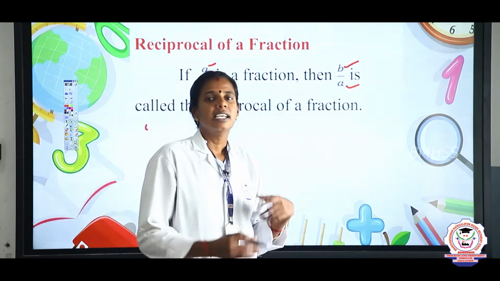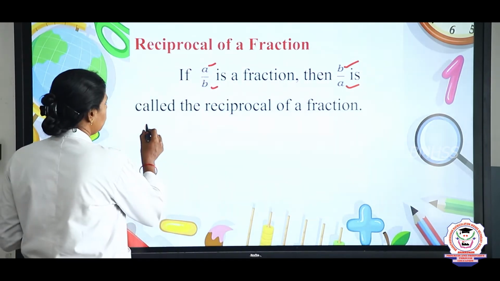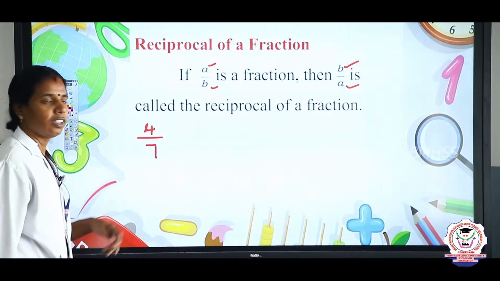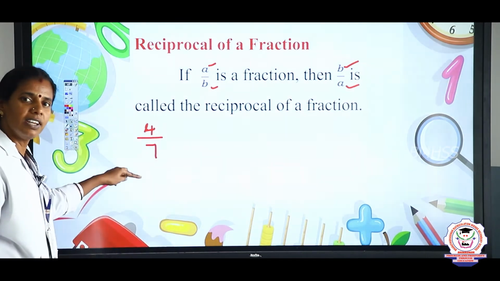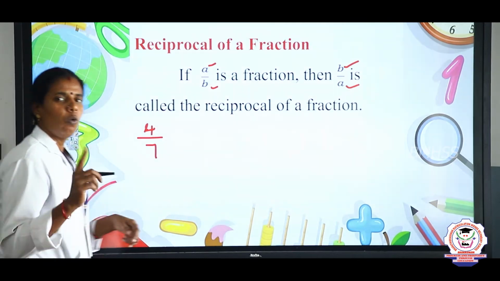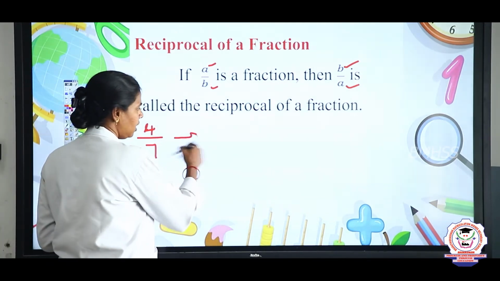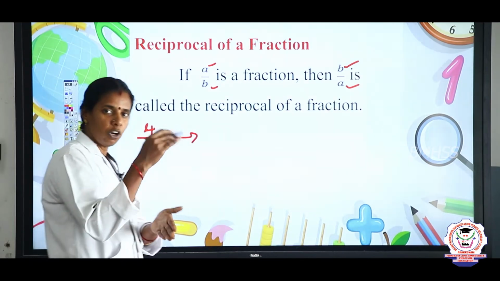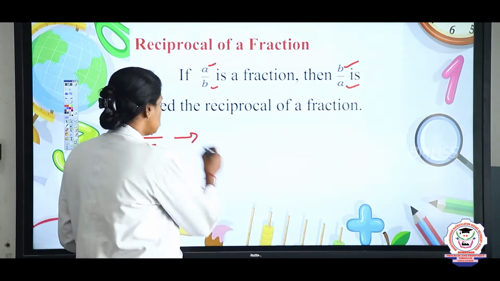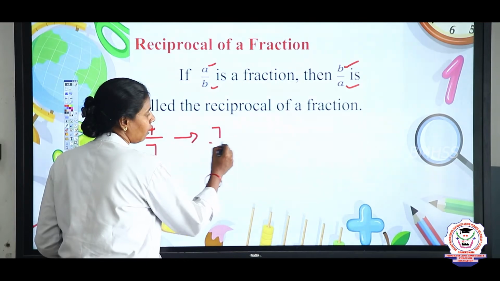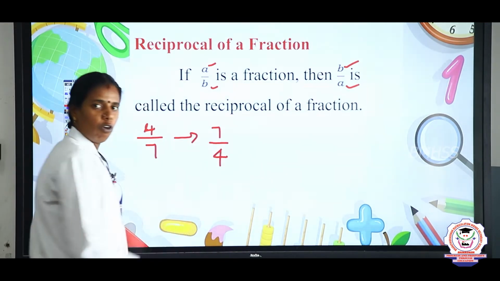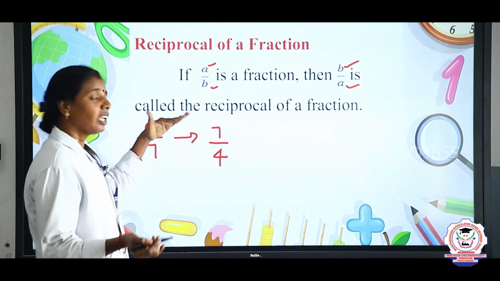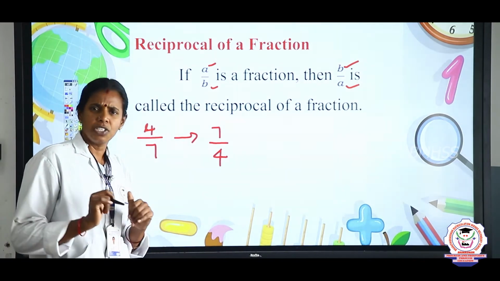Is it clear? See, I will explain with an example. For example, 4 by 7 is a fraction. 4 is in the numerator and 7 is in the denominator. What is the reciprocal of this 4 by 7? Just like a by b, the reciprocal is b by a, right? So, 4 by 7 we write as 7 by 4. Is it clear what the reciprocal of a fraction is? And 4 by 7 is a fraction, right?